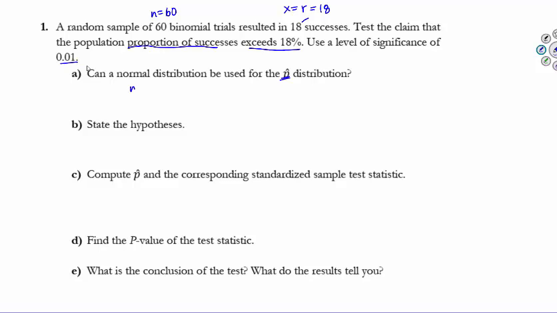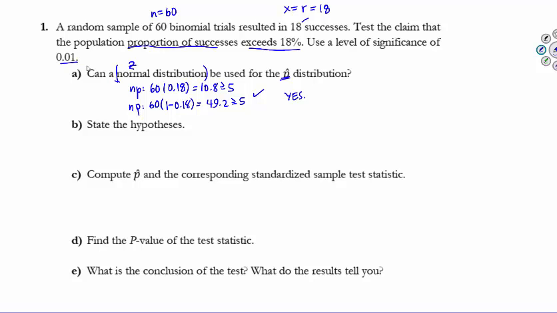Let's test it out. np is sample size 60 times the proportion that we're testing, 0.18. That is 10.8, which is in fact greater than or equal to 5. And nq is sample size 60 times q, 1 minus 0.18. That is 49.2, also greater than or equal to 5. So yes, we can in fact use the normal z-distribution to make this test.